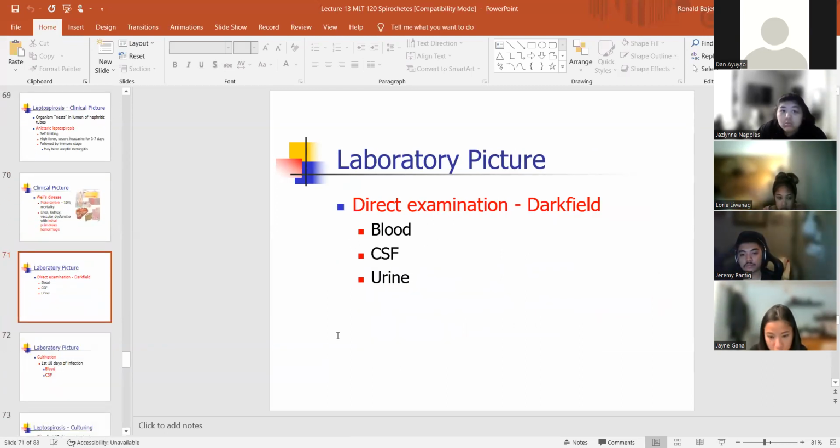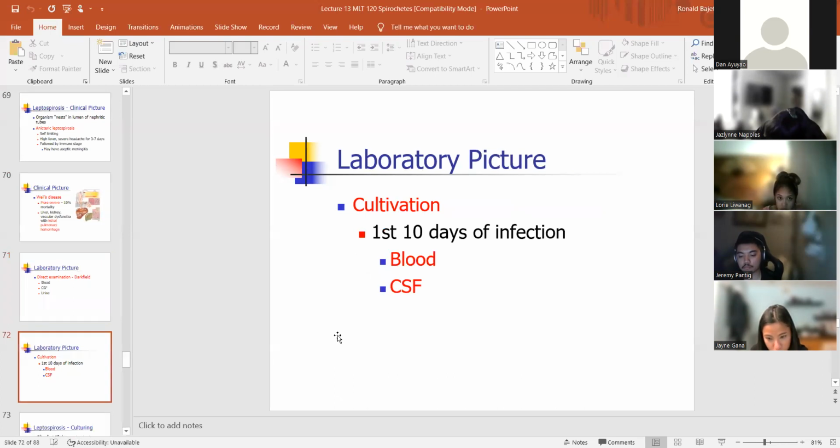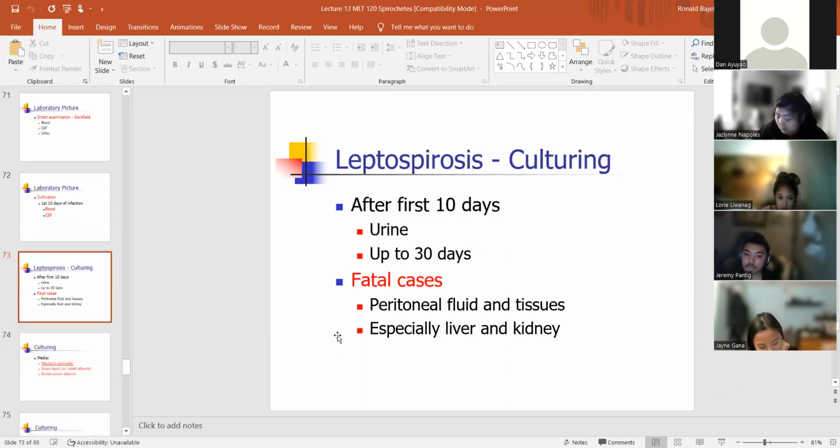Laboratory picture is direct examination under darkfield microscopy. And remember, the 3 specimens are blood, CSF, and urine. Culture, you want to culture the first 10 days, then the specimens of choice, remember, are blood and CSF. After 10 days, then you need to culture urine up to 30 days. Fatal cases, specimens would be peritoneal fluid and tissue, especially liver and kidney.